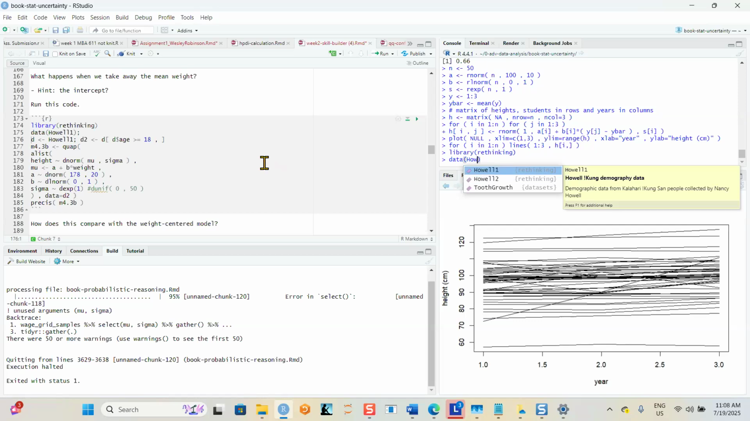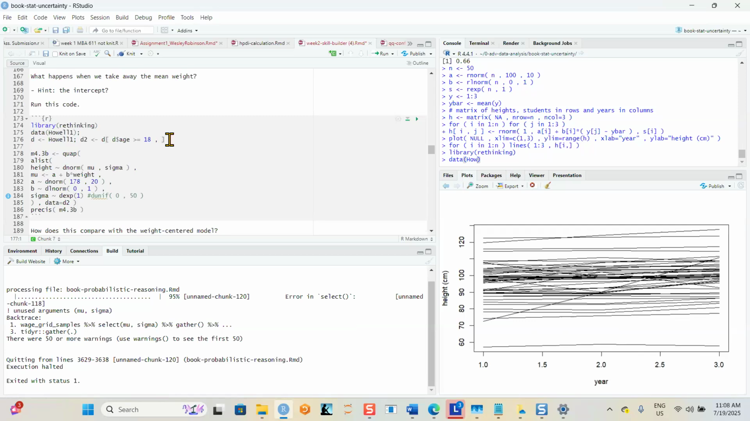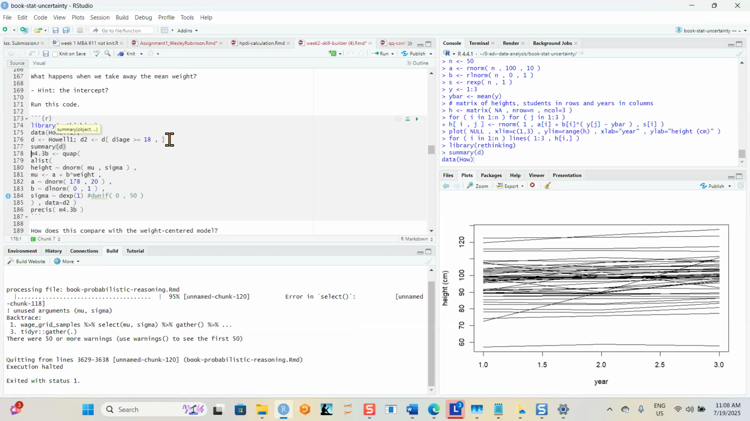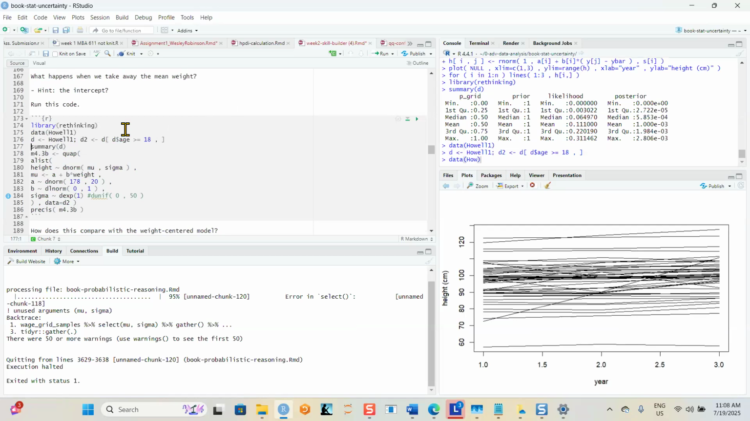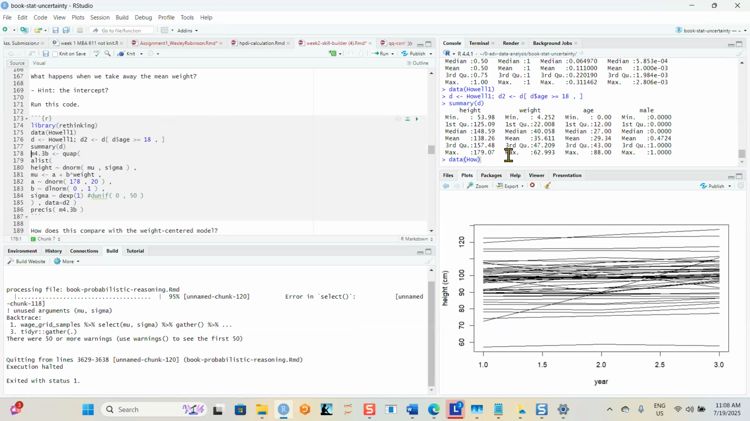Okay, now what does Howell look like? And, well, that doesn't make any sense. That's because I did not do this. There we go. Height, weight, age, and male and female. So it's roughly split between the two genders. And we have a minimum and maximum. So this is the first line of exploratory data defense that we have.